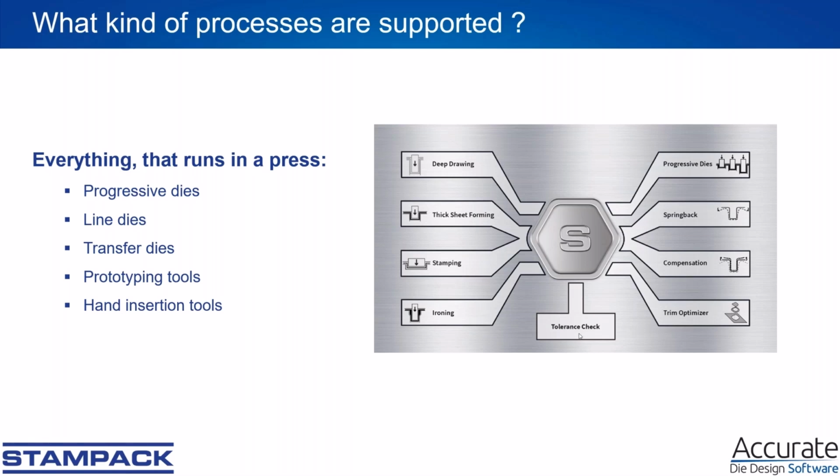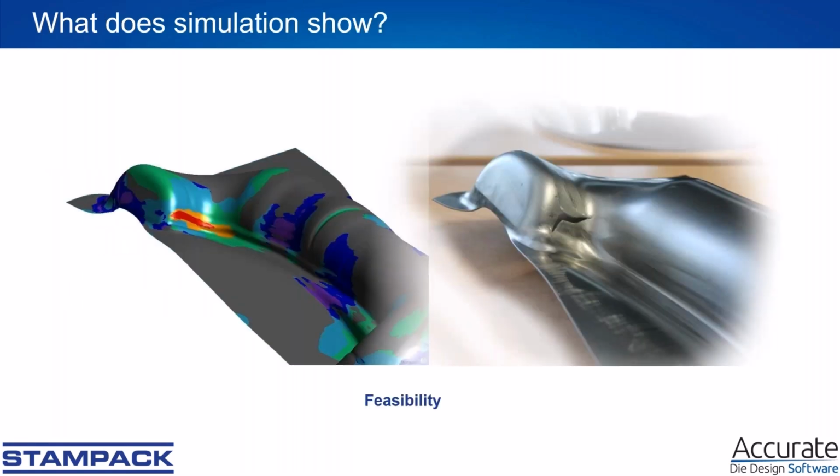Stampack. And before we start to go to the technical details, I would like to simply give you an overview of how the software can help you in your everyday life. So first of all, the software shows you whether your part is feasible, yes or no. So when you have a crack in a real part, then the software shows here a red area in the same spot.